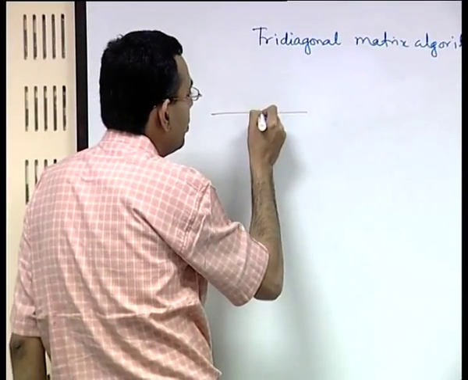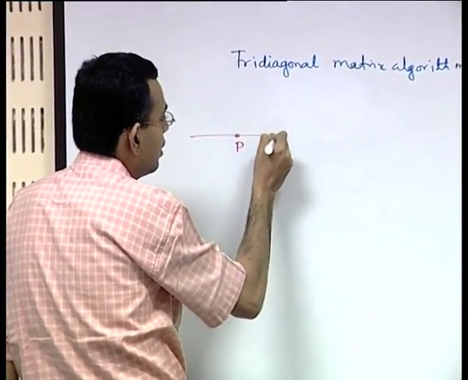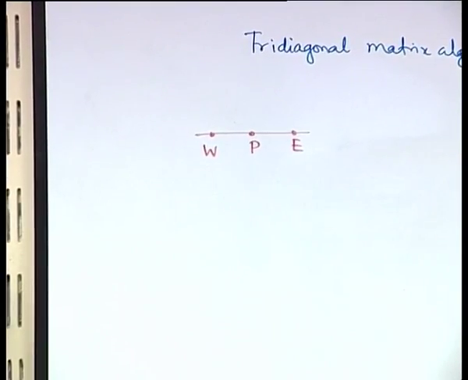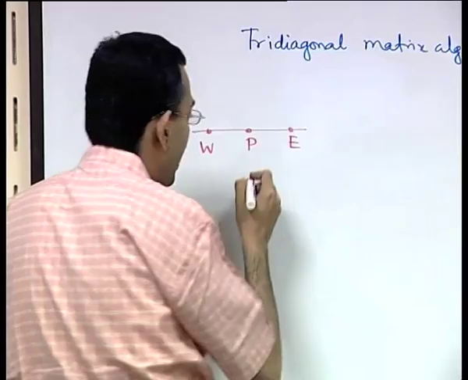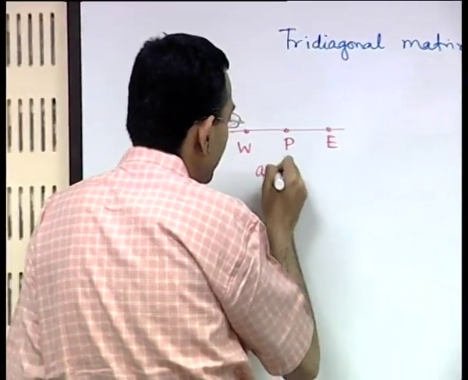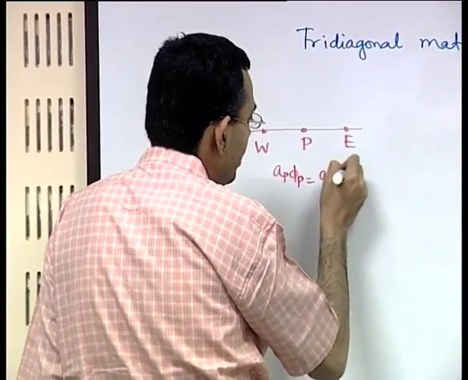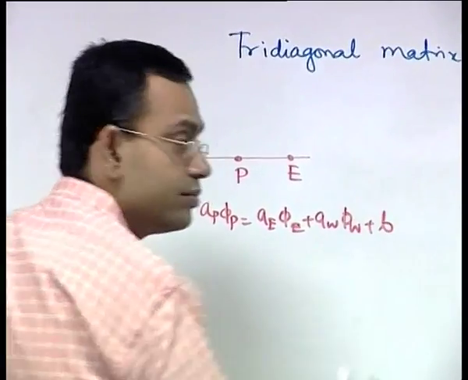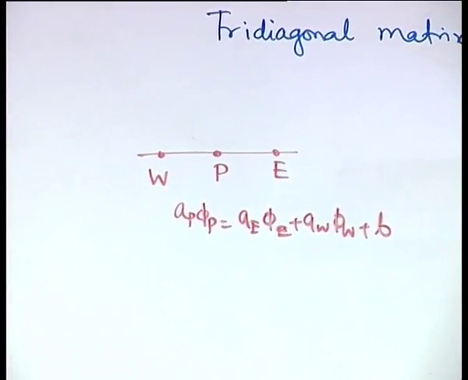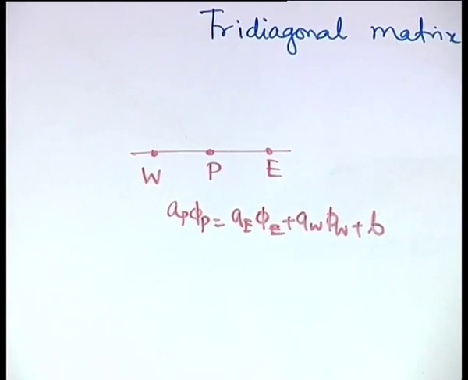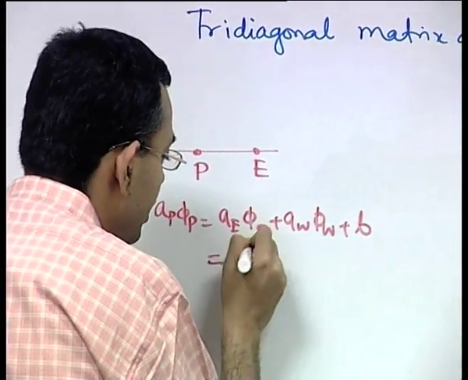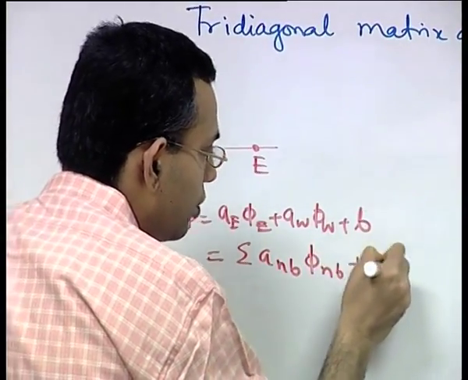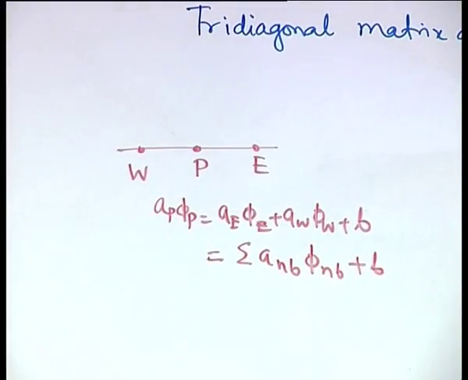Let us say that you have a grid point P, and you have its neighboring grid points E and W. So you have AP phi P is equal to AE phi E plus AW phi W plus B. In general it is a summation of the coefficients from its neighboring grid points and of course the source term.